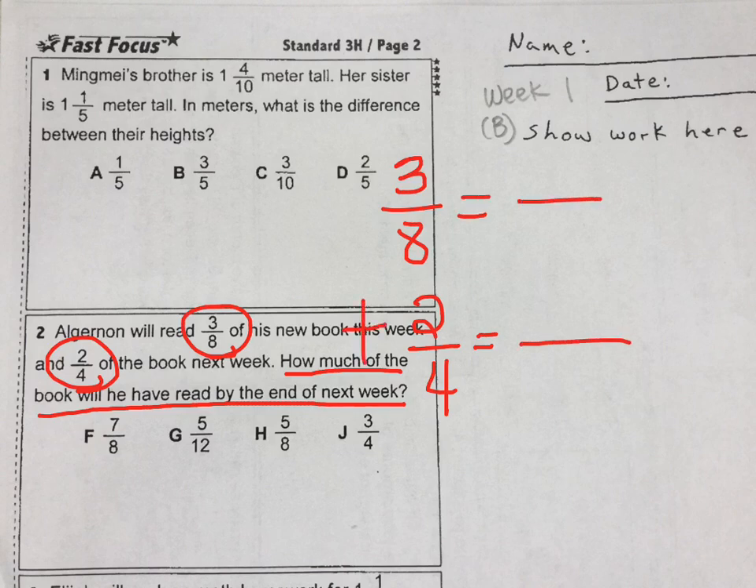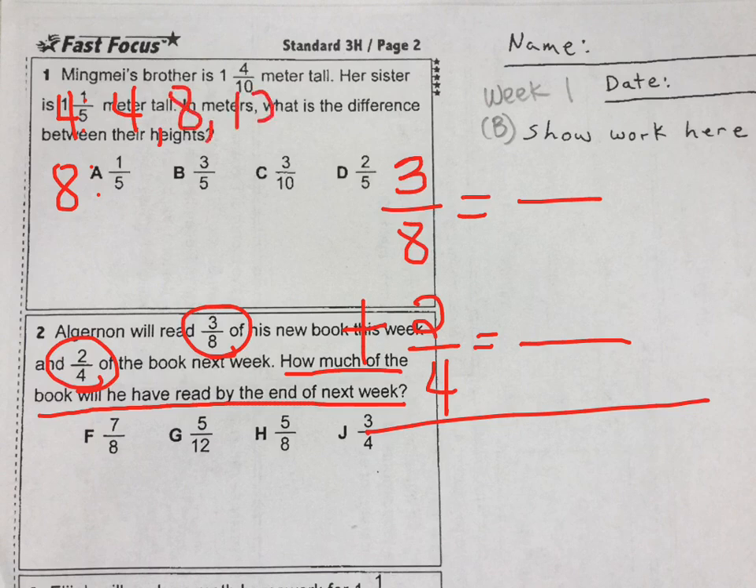So we're adding. So we're going to find a common denominator. Well, you can list the multiples of 4 and 8. Or you can look and say, does the smaller denominator, which is 4, go into 8? And the answer is yes. Okay, but I'm going to do the multiples anyway. 4, 8, 12. 8. So that's going to be your common denominator.